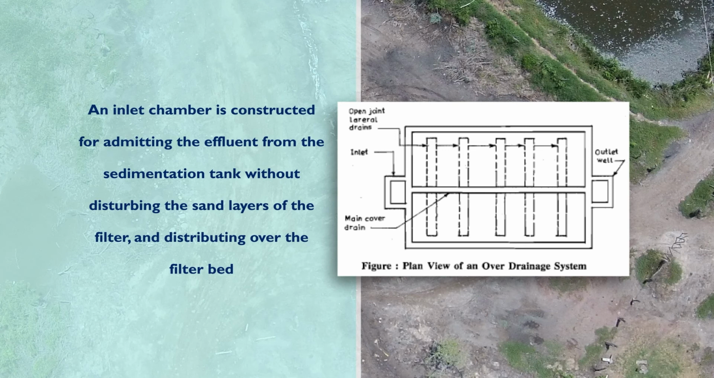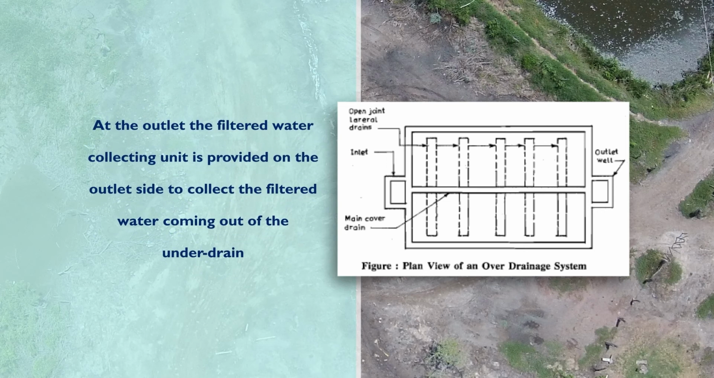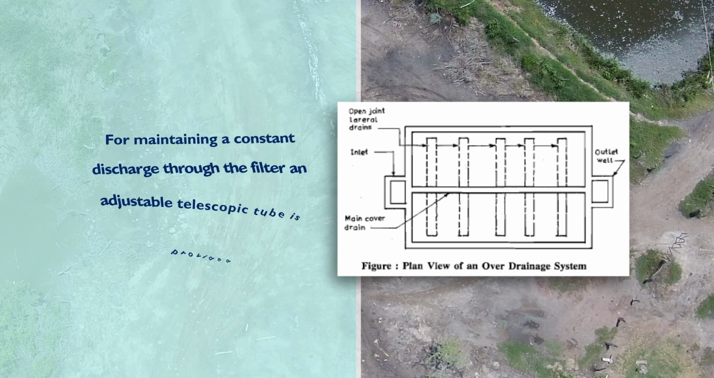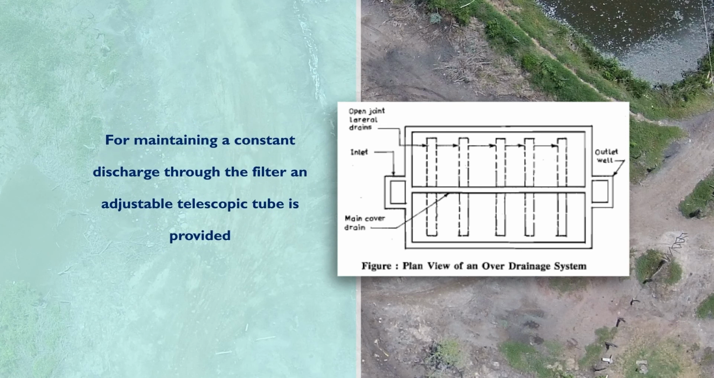An inlet chamber is constructed for admitting the effluent from the sedimentation tank without disturbing the sand layers of the filter and distributing it over the filter bed. At the outlet side, the filtered water collecting unit is provided to collect the filtered water coming out of the under drain, for maintaining a constant discharge through the filter.